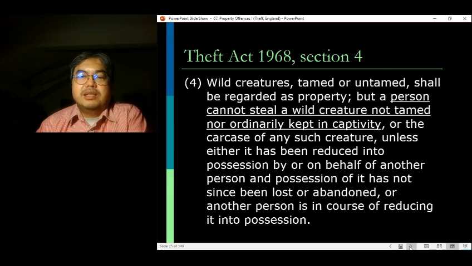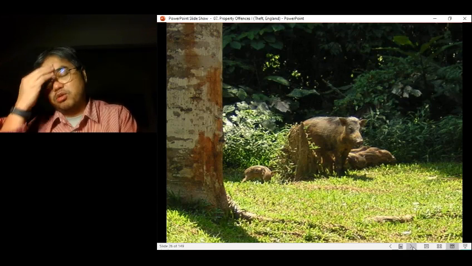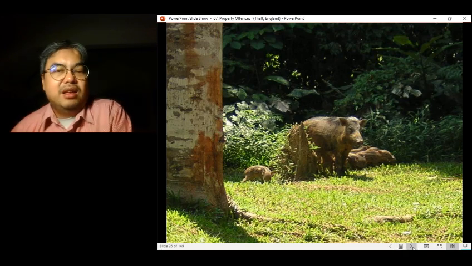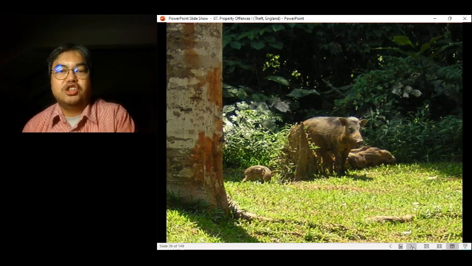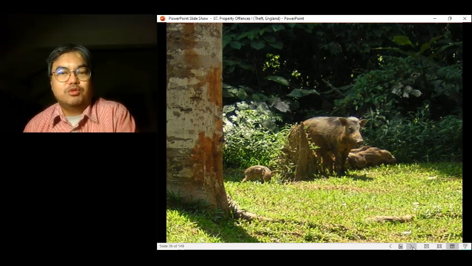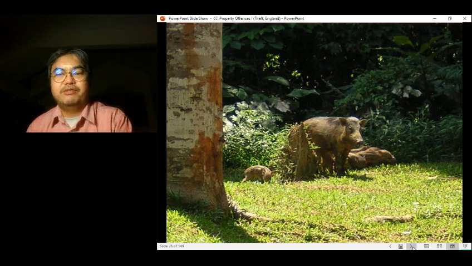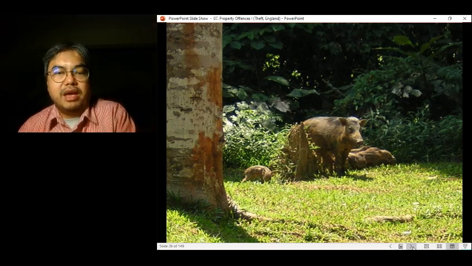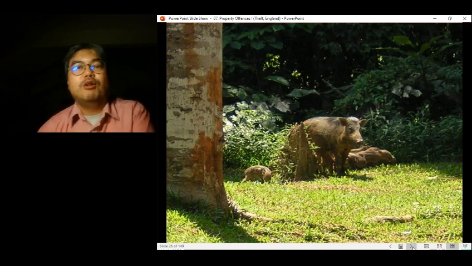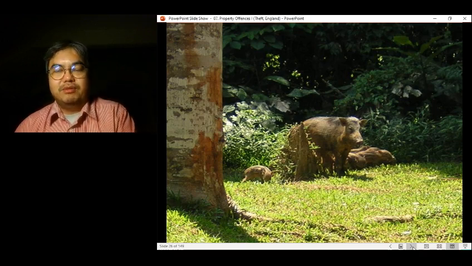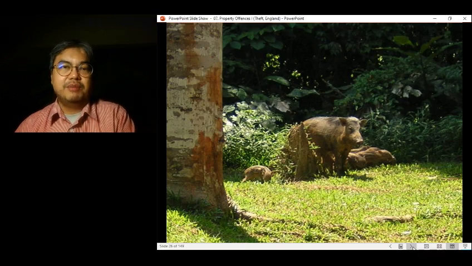So let's deal with examples here. A person cannot steal a wild creature that is not tame and not ordinarily kept in captivity. There's a photo I took in Taman Negara, our main national park. My friend and I were strolling along and we came across this family of wild boars. You can see the wild boar there, and the smaller ones are baby wild boars. We were caught off guard and a bit frightened, because wild boars can be quite dangerous, just like all wild animals.